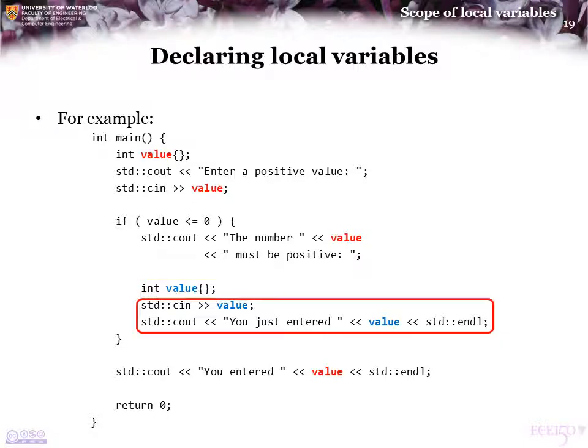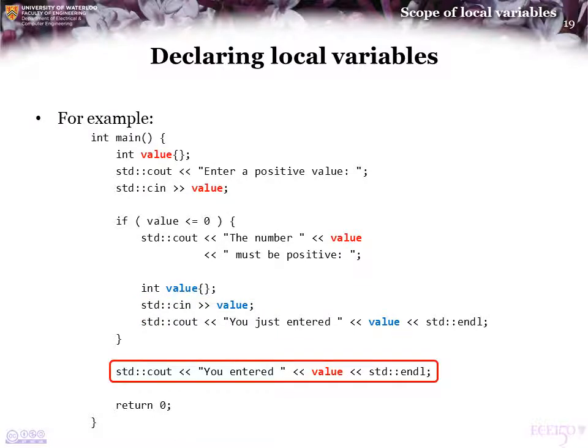So now, when we call console input, the new value entered by the user is stored in this new local variable. And when we access that local variable, we print that new local variable. However, because that local variable was declared inside the conditional statement, as soon as we exit the conditional statement, that new local variable goes out of scope. So at this point, we are back to using and accessing the local variable declared immediately after the function main.